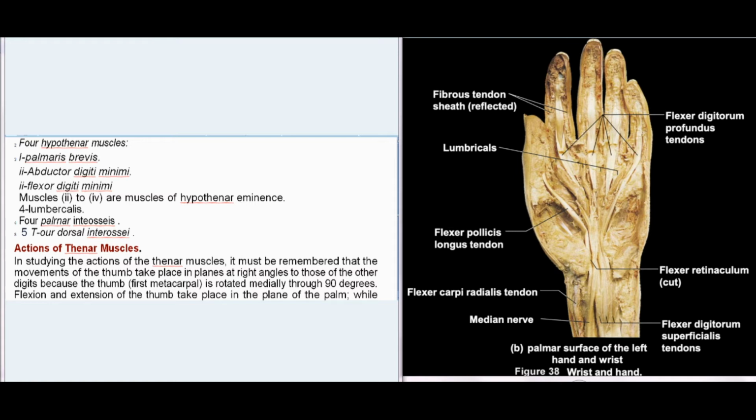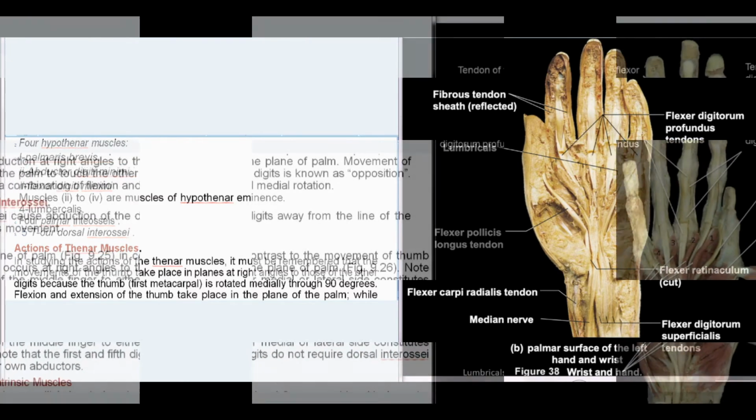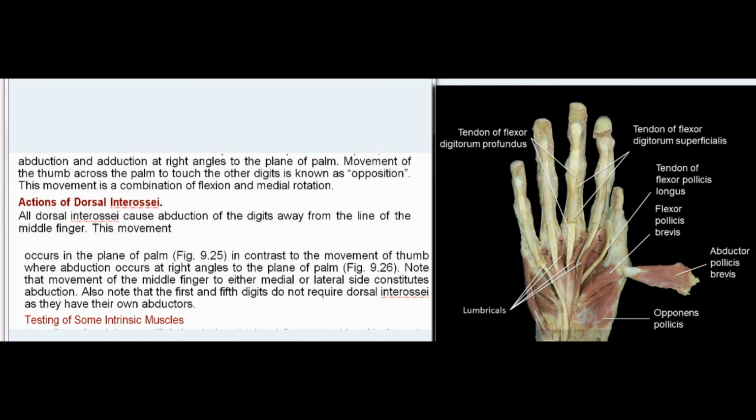Actions of thenar muscles. In studying the actions of the thenar muscles, it must be remembered that the movements of the thumb take place in planes at right angles to those of the other digits because the thumb, first metacarpal, is rotated medially through 90 degrees. Flexion and extension of the thumb take place in the plane of the palm, while abduction and adduction at right angles to the plane of palm. Movement of the thumb across the palm to touch the other digits is known as opposition. This movement is a combination of flexion and medial rotation.